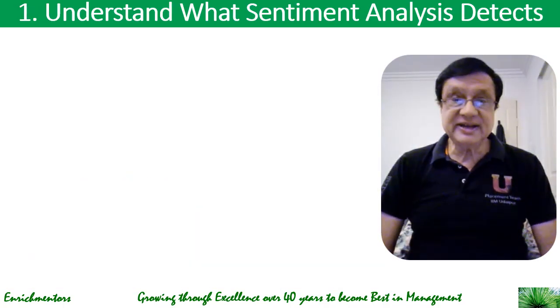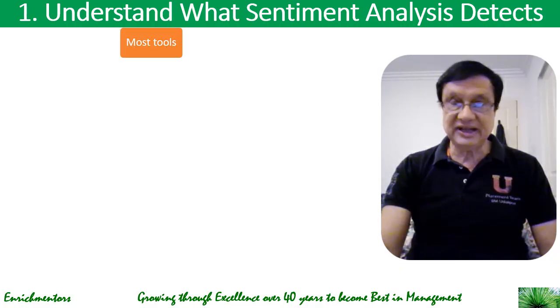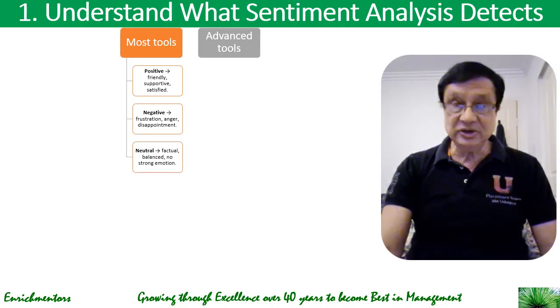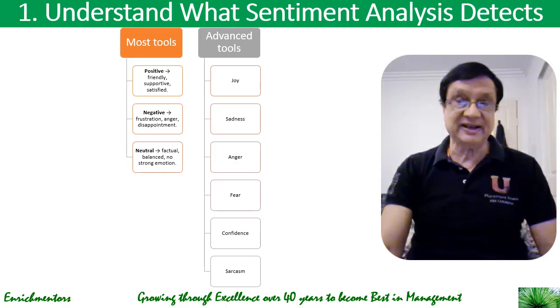So let us first understand what sentiment analysis detects. Most tools classify text into three categories. Positive, which is friendly, supportive, satisfied. Then negative, where there is frustration, anger, and disappointment. And the third one is neutral, which is factual, balanced, with no strong emotion attached. Now, there are advanced tools that go even deeper and detect specific emotions like joy, sadness, anger, fear, confidence, and sarcasm.